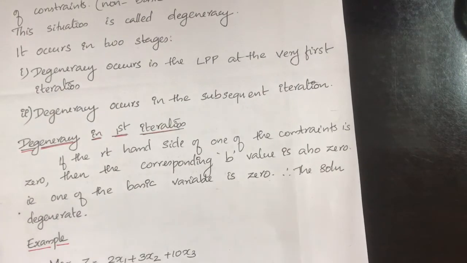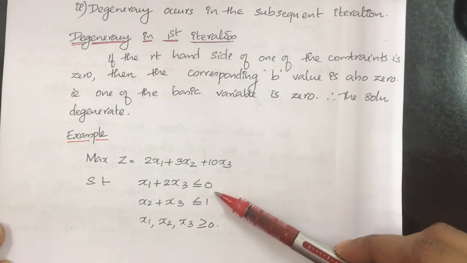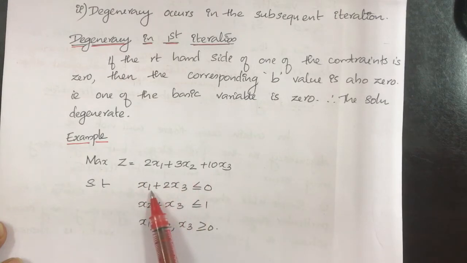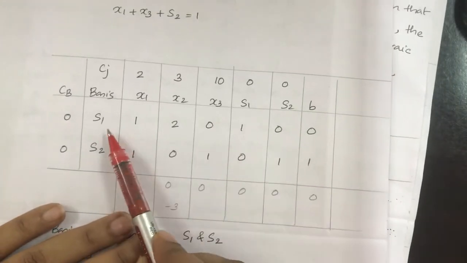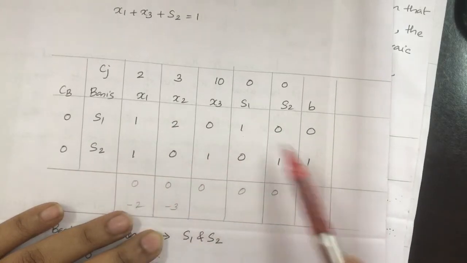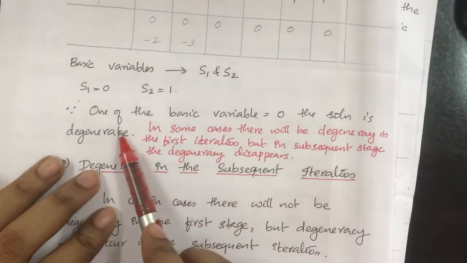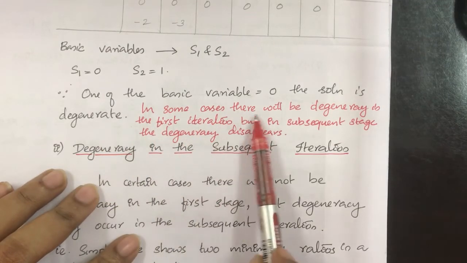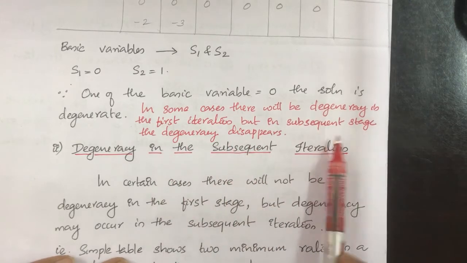The solution is degenerate. This is another example showing degeneracy in the first iteration itself. Here, when we are making this an equation, x1 plus 2x2 plus s1 equal to 0. So in the first table itself there comes degeneracy, s1 equal to 0, s2 equal to 1. Since s1 is a basic variable, this is the degeneracy. So one of the basic variables is 0, the solution is degenerate. In some cases there will be degeneracy in the first iteration, but in the subsequent stage the degeneracy disappears.